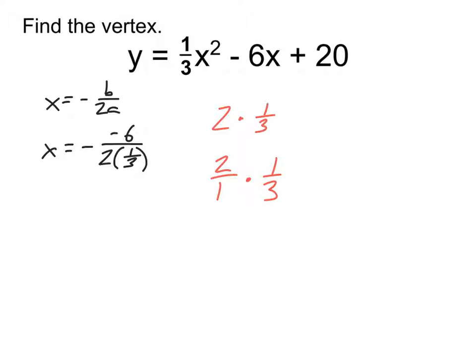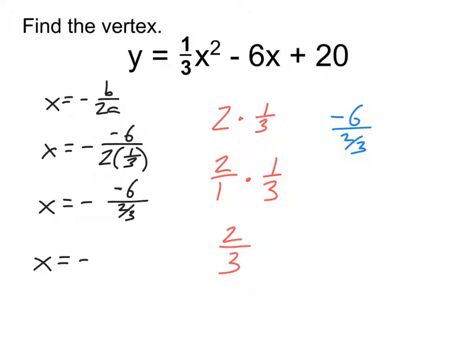And then to multiply fractions, we multiply straight across the top, 2 times 1, and straight across the bottom, 1 times 3. And so that equals 2/3. So then, that's why I know that this whole thing equals a negative 6 over 2/3. Okay, so the next thing is we now need to do the negative 6 over the 2/3.